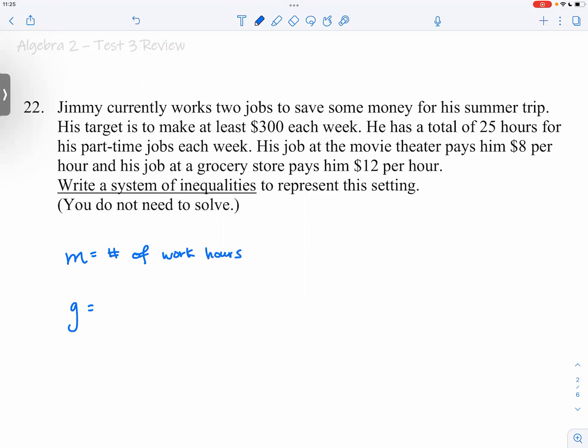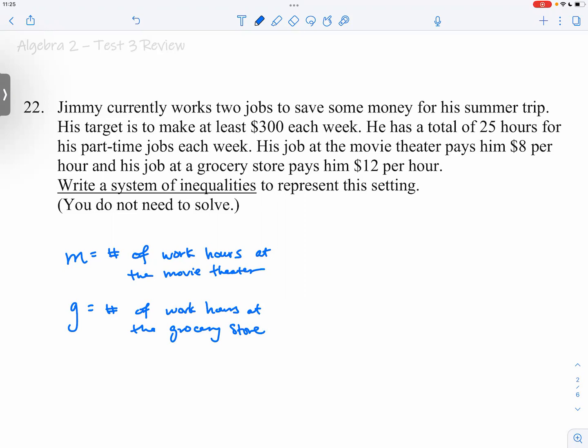These variables are representing the number of work hours at the movie theater, and then the number of work hours at the grocery store. Okay. So these are the variables, and you must declare, you must specify what they are. If not, we've got a problem.